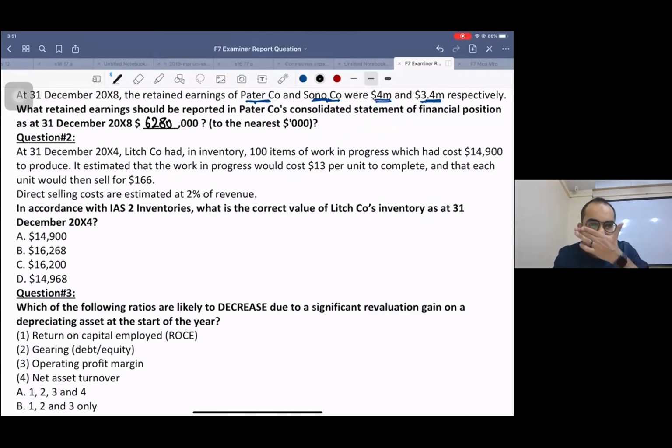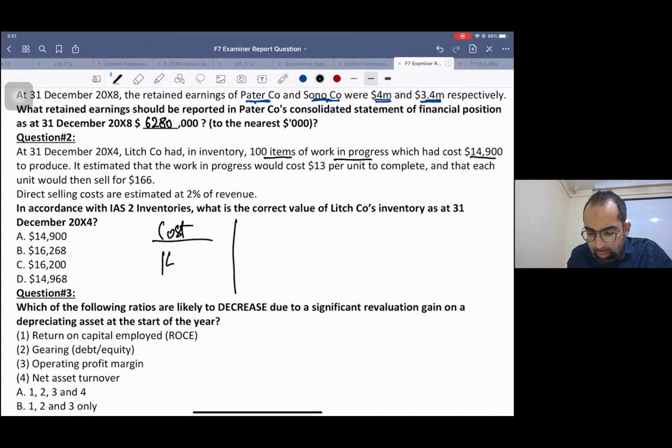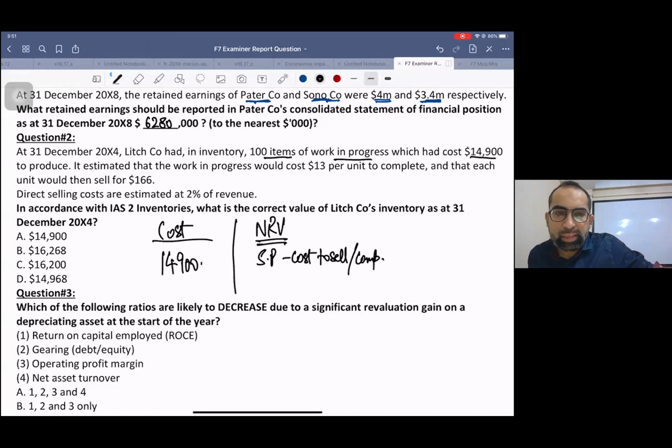At 31st December X4, Lich company had inventory of 100 items of work in progress which had cost 14900. Let me make two columns. The first column I'll write cost. Cost is 14900. And the second column is NRV, net realizable value: selling price less cost to sell or complete. So for 100 items, the original cost is 14900.